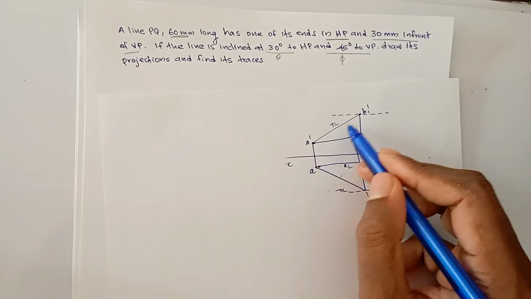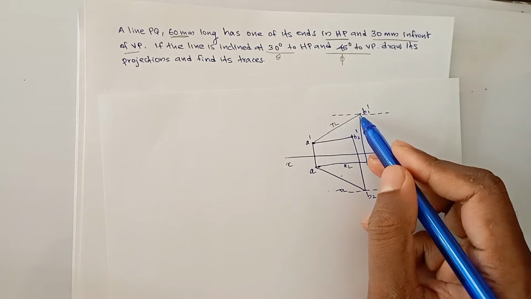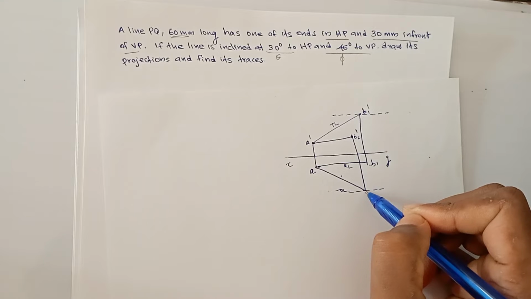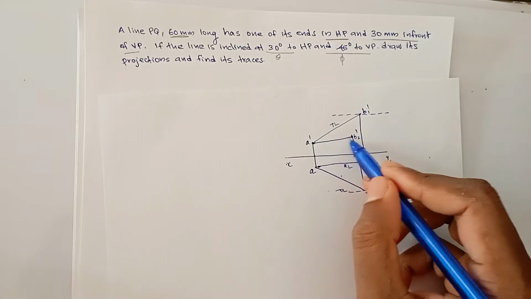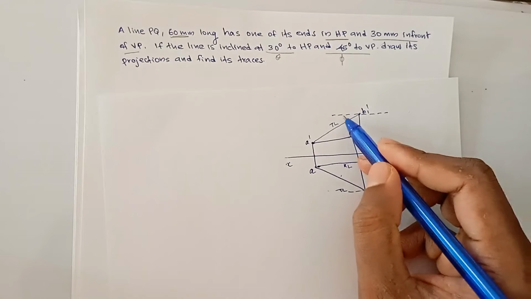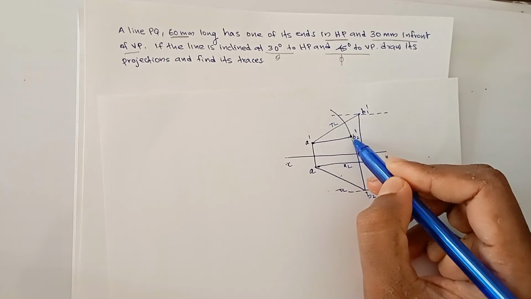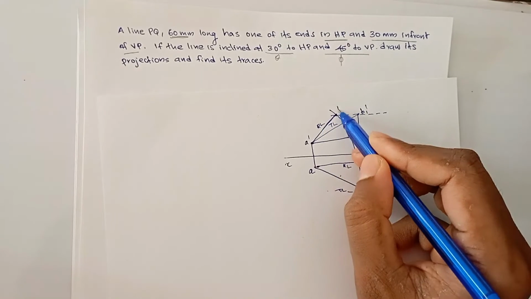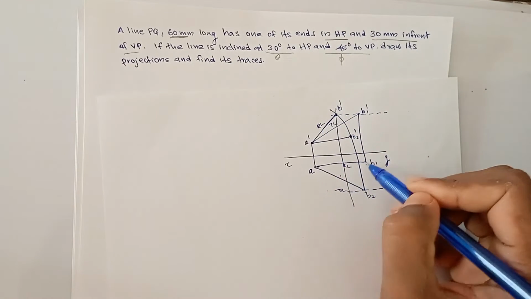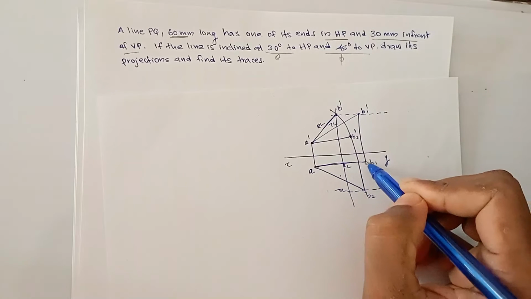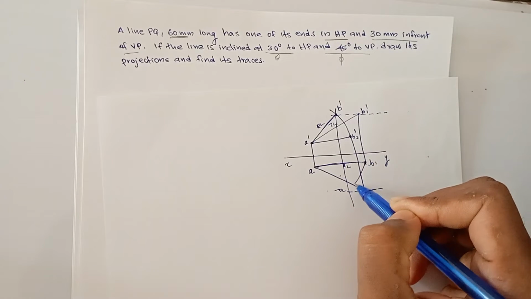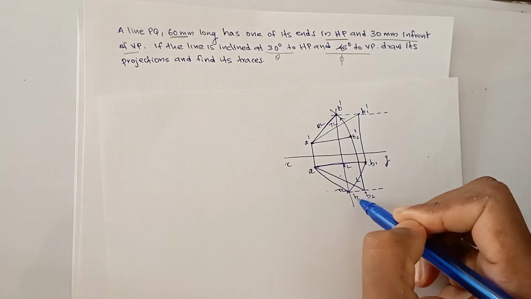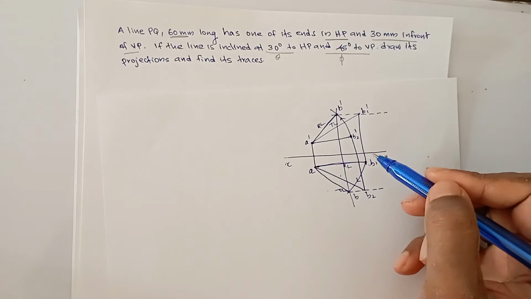This is the position when the line is parallel to VP and inclined to HP, and this is the position when the line is parallel to HP and inclined to VP. This is the front view, reduced length. So the next step is you have to transfer this line from here to here. This is our original position of the reduced length. This is B dash, and this is your reduced length in the top view. So you have to transfer this line from here to here. So this is your original top view. This is B. This is the basic structure.